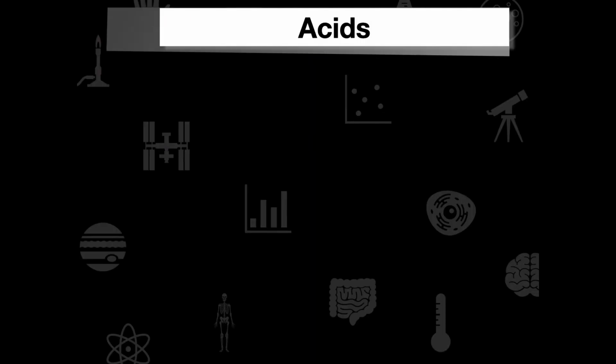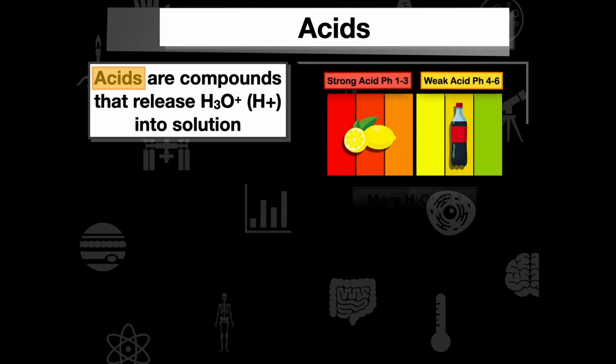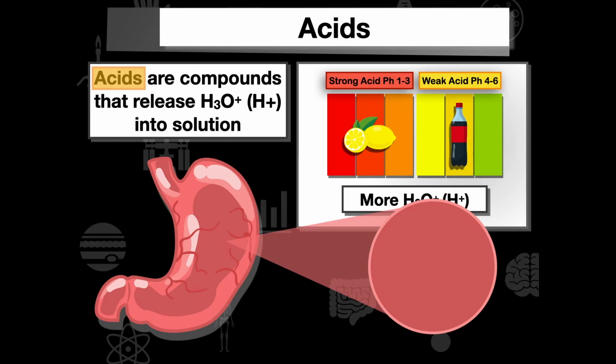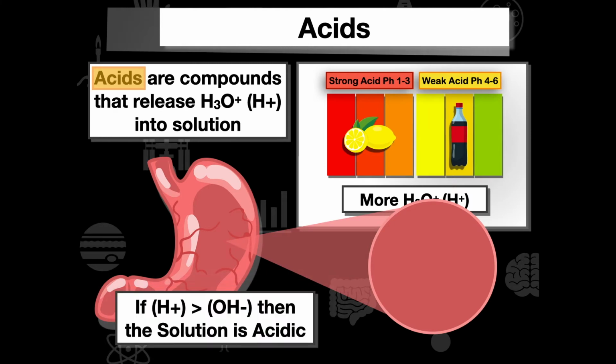Let's go through and look at this in detail. What we're going to see is acids are compounds that release H+ into solution. There is more H+ in that solution. If we were to zoom in on our stomach here, what we're going to see is if there are more of these H+ as compared to these OH- molecules, then the solution is going to be acidic.